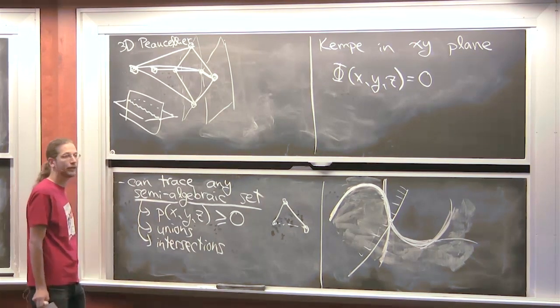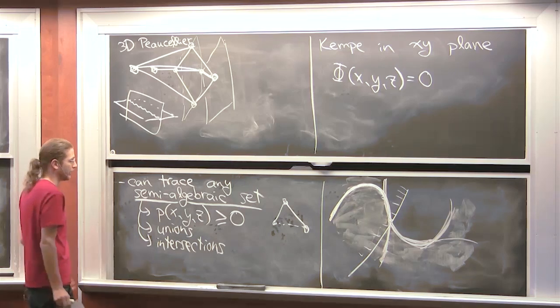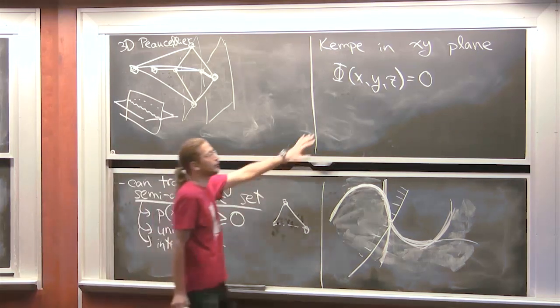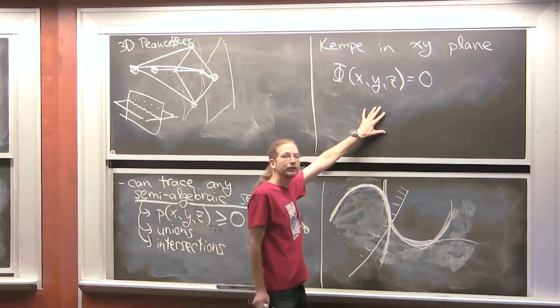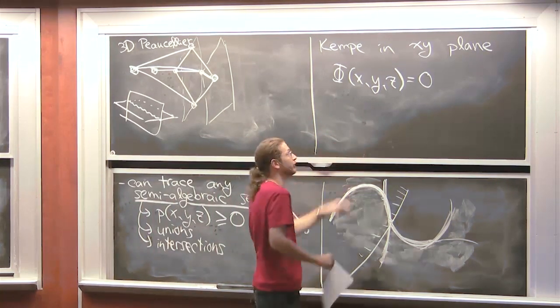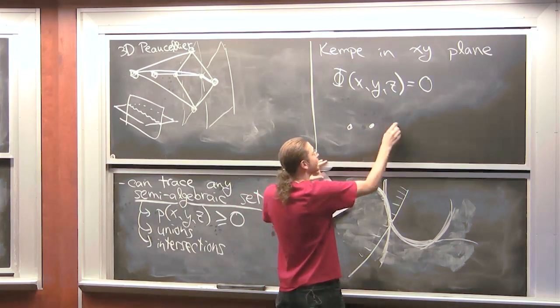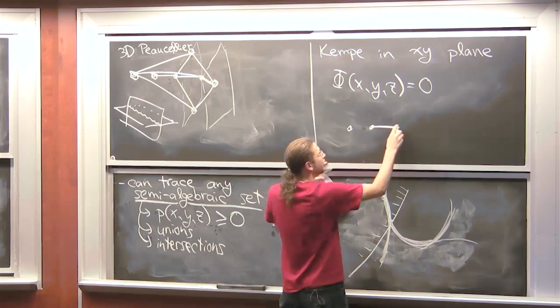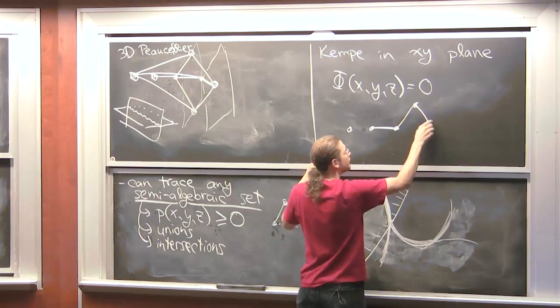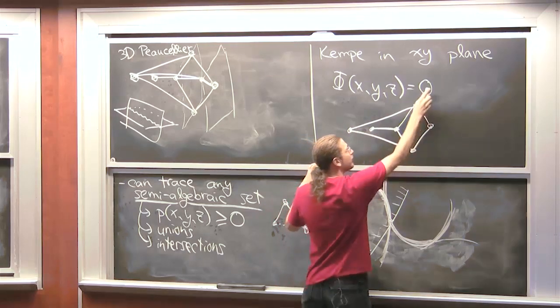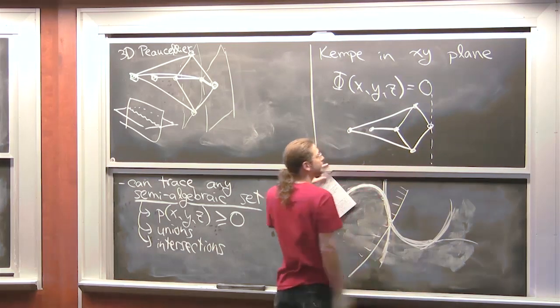So how do you prove that? It's actually really easy. We've essentially already done P of x, y, z is greater than or equal to 0, because we saw in Kempe how to set something equal to 0. To do that, we used a Poisson linkage, which I will draw for the nth time, because I need to modify it. So here's a Poisson linkage. It forces this point to lie on a straight line.